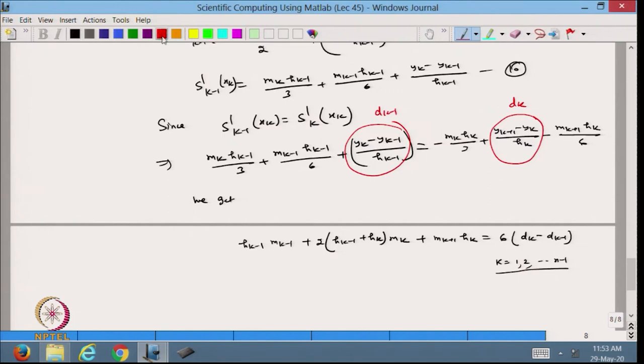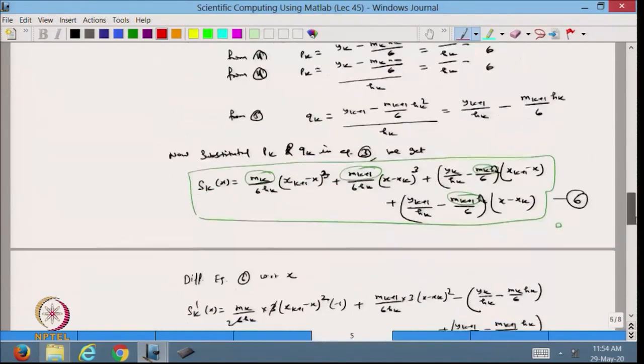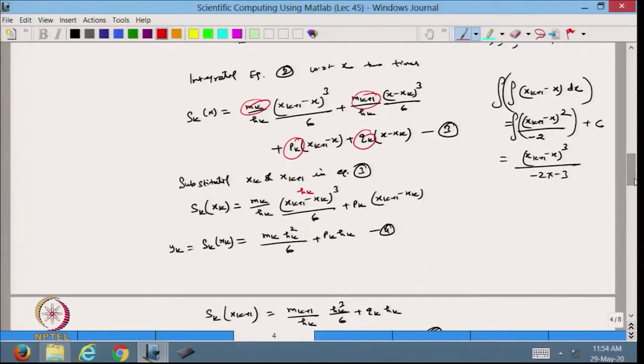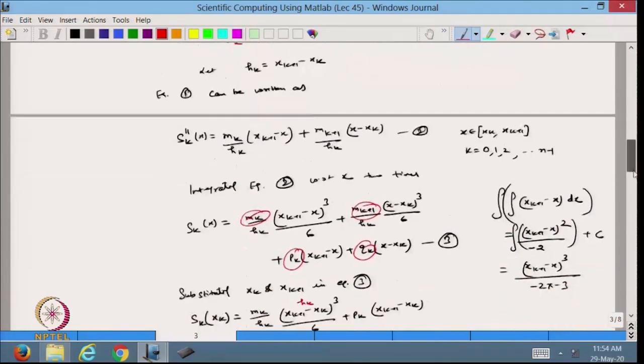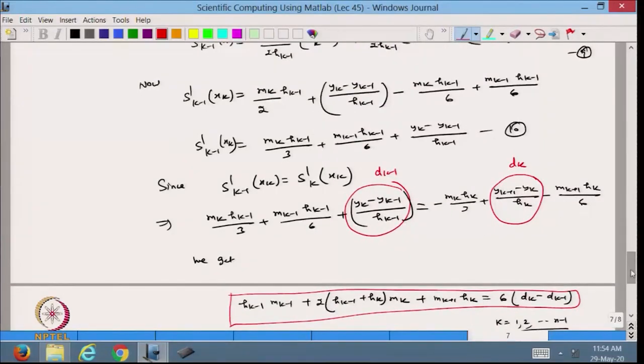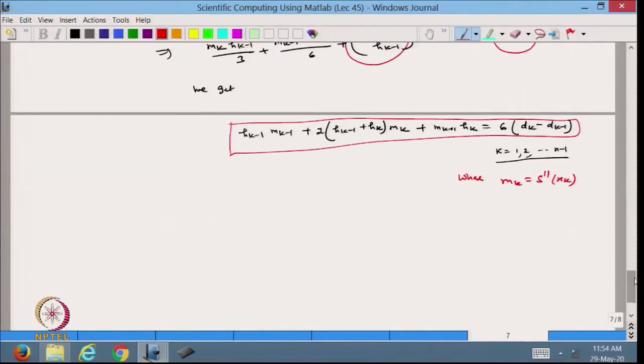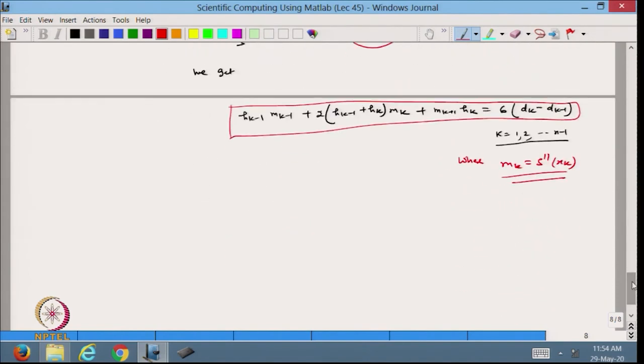So, in the end I will get this expression, where my m k is the second derivative at x k. So, that we have defined. So, this is my m k. m k is the second derivative of s at x k. So, this is already defined. So, that is my expression and I call it equation 11.